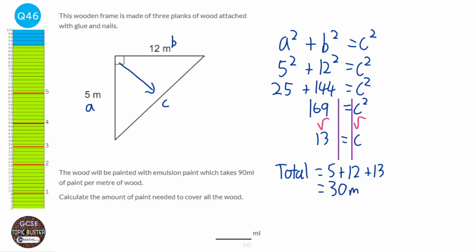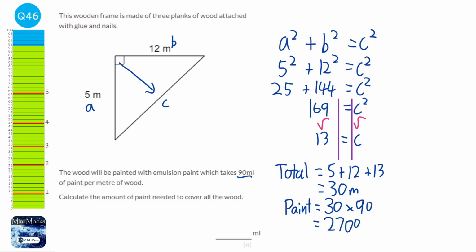Now it does say that we need 90 millilitres of paint per metre of wood. So the amount of paint needed is going to be the 30, because that's the total distance, times the 90, because we need 90 for every metre of wood. 3 times 9 is 27, and then put the 2 zeros at the end. So the answer is 2,700 millilitres.